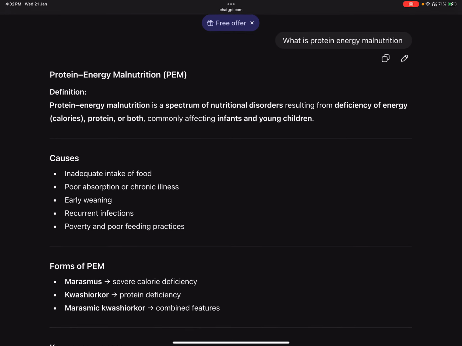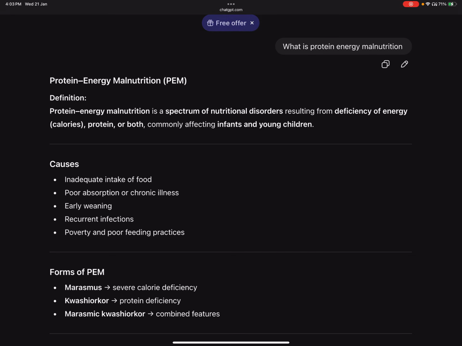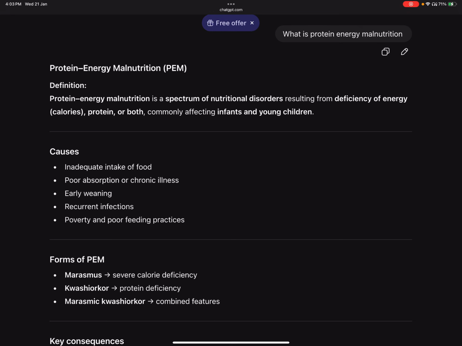Hi everyone, today we're talking about protein energy malnutrition. Protein energy malnutrition is a spectrum of nutritional disorders resulting from deficiency of either energy, as the name suggests, protein energy malnutrition. The energy will refer to calories, okay, whenever we're talking about energy, or protein or both. So both of them could be deficient at the same time, or either of them. Commonly affecting infants and young children.